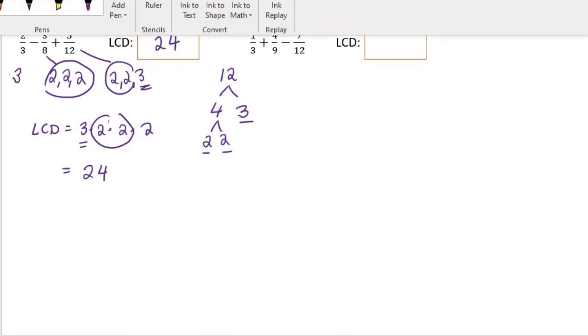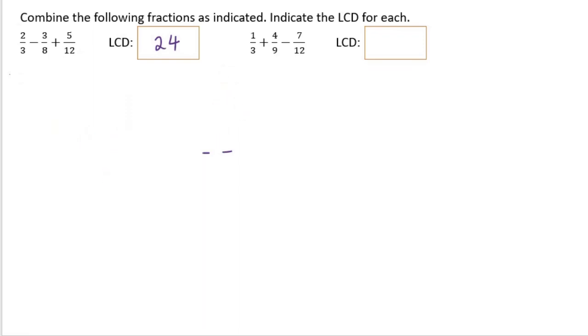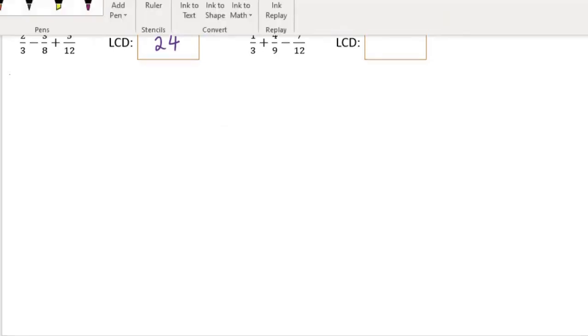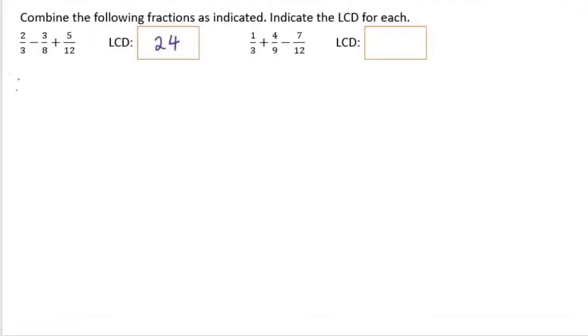I'm going to erase some of this thought process, this thinking, so that we can carry on and solve the problem. But we'll follow those same steps to find the LCD in each case. All right, so our next task is to write equivalent fractions for each existing fraction. So a fraction that's equivalent to 2/3 but has a denominator of 24. Then a fraction that's equivalent to 3/8 but with a denominator of 24. And of course also a fraction that's equivalent to 5/12 but with a denominator of 24.